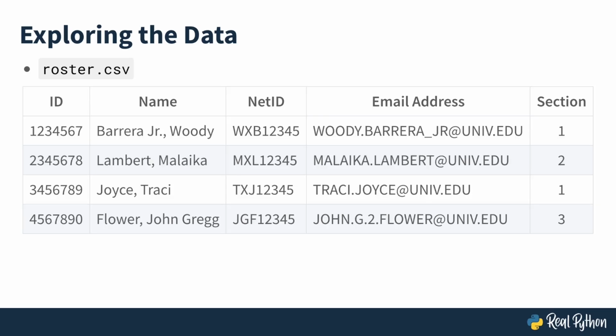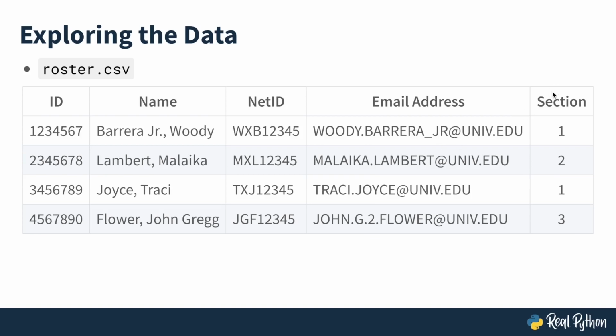The roster CSV file is pretty straightforward. It contains sort of the basic information about the student. So we've got the name of the student. Notice that this is last name, comma, first name. Then we've got an identifier. This is a net ID. It's all uppercase. And then we've got an email address for the students. And again, these are all uppercase.